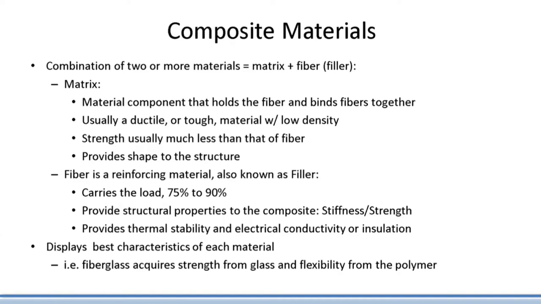Composite materials are really the combination of two or more materials. The types of materials we'll be discussing here are a matrix and a fiber. You're going to have a matrix material with a fiber impregnated within the matrix. The matrix material tends to be malleable before you cure it. That matrix material is soft at the beginning. It holds the fiber and binds the fiber together. That's the whole point of the matrix, to keep everything together.